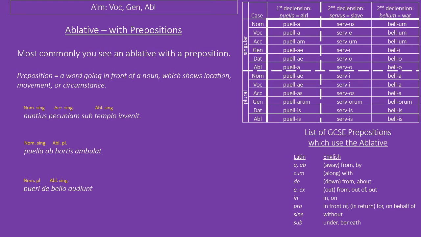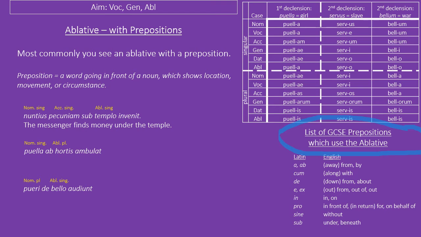Let's go through these. So nuntius invenit pecuniam sub templo. Sub, obviously giving us words like submarine and subterranean, means under. We can see, by the way, down here, our list of OCR GCSE prepositions. The messenger finds money under the temple. So this is talking about position.